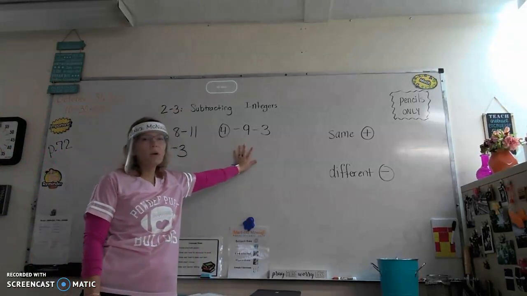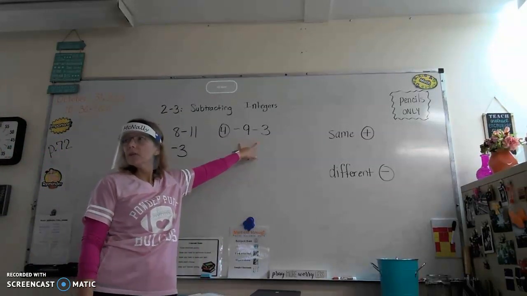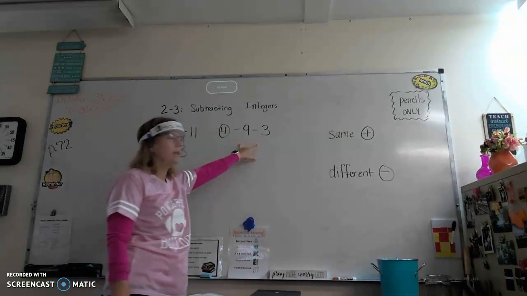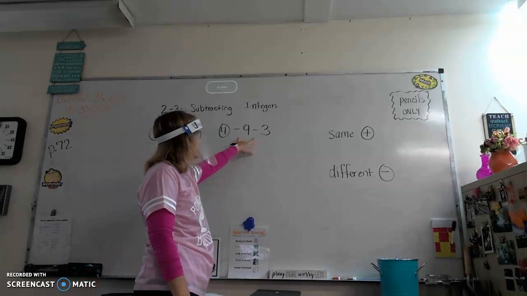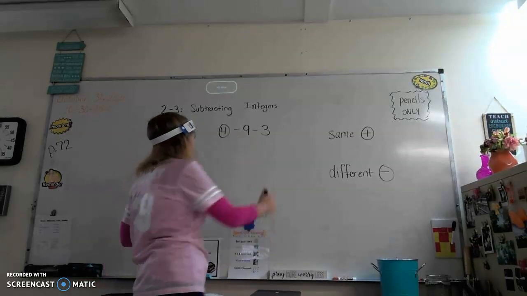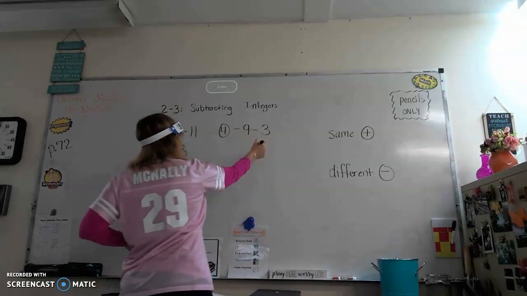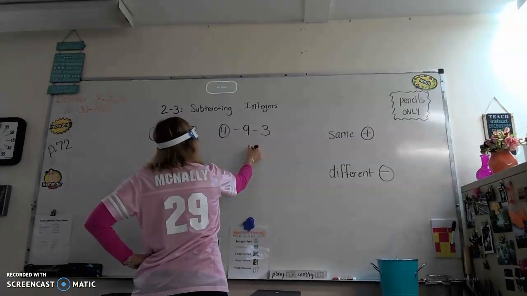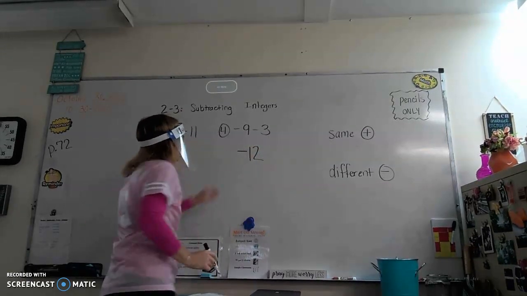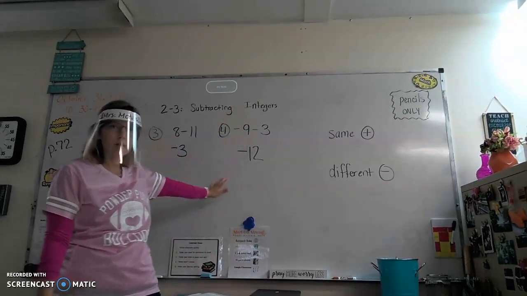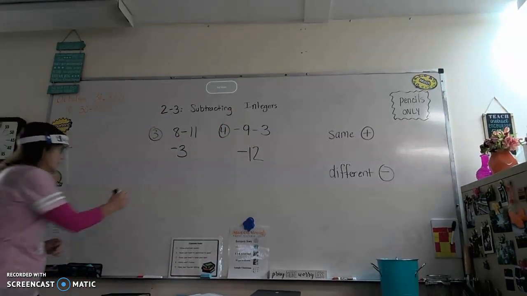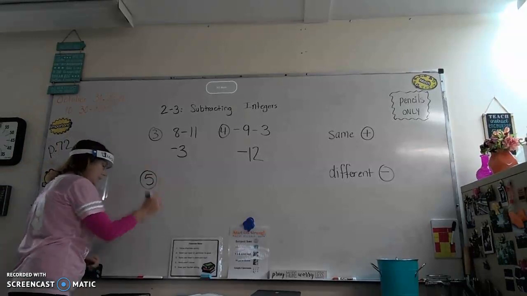So, how about number 4? Are the signs the same or different? Same. So, I add. So, 9 plus 3 is? 12. And the answer keeps? Negative. Yes. If both of these are negative, my answer is negative. Keep writing.